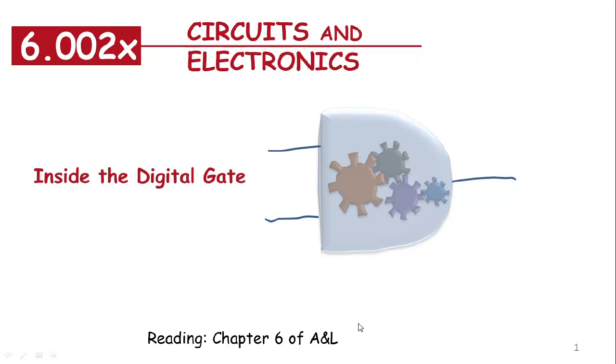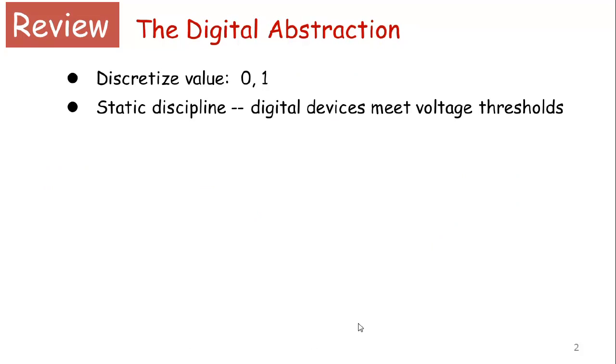Although you could go ahead and use the digital gate abstraction without really knowing what's inside, and that's kind of the beauty of the digital abstraction, as EE and EECS engineers, someone has to go and build those gates. And so let's take a look and see what's inside those gates. The reading for this section is chapter 6 of the textbook. Let's start with a quick review.